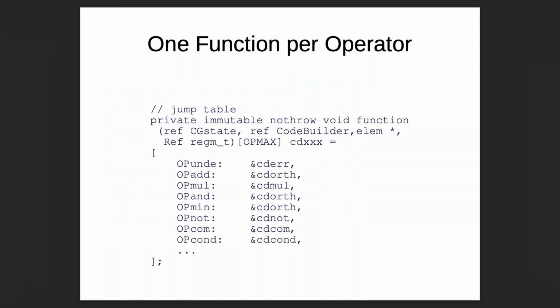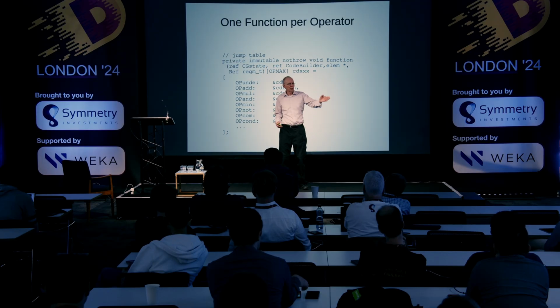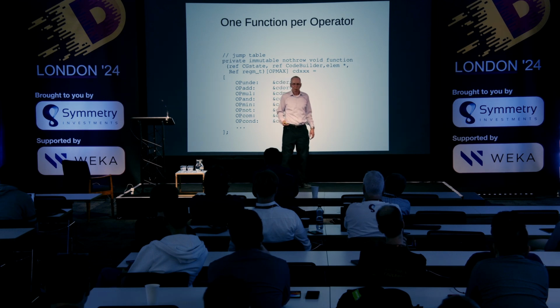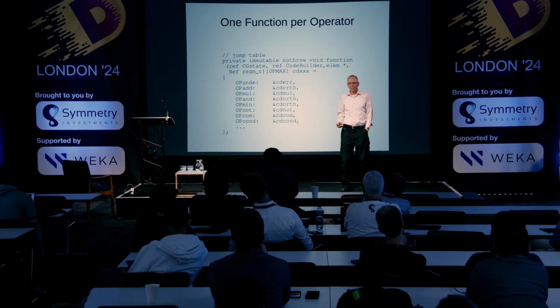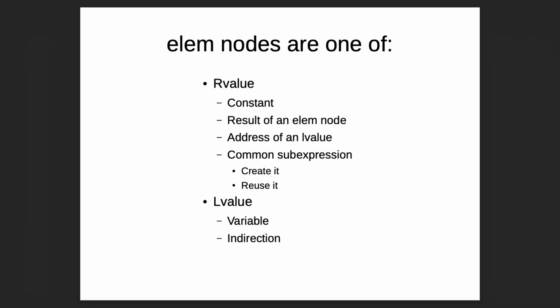How the code is generated is it's all driven by the operators. So it runs through the blocks, and then it generates code for a block, which looks at the tree, looks at the operator, and there's a function associated with each node that is then called to generate code for that operator. And there's a couple of hundred of those. I just picked the beginning of the table so you kind of get the idea. They all follow the same pattern. Okay, element nodes, and constant result of an element node, the address of an L value.